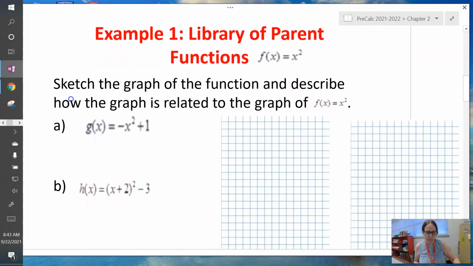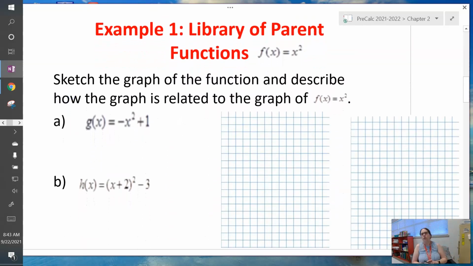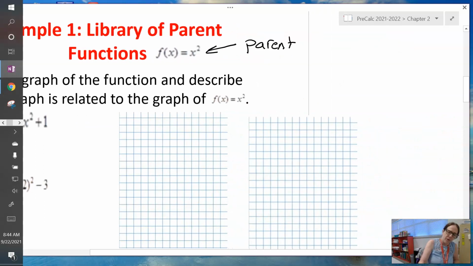Our first example, we have two quadratic graphs to do. Our parent function is f of x equals x squared. This is your parent function. And it's really helpful to remember this as an xy table for the parent function. So -2, -1, 0, 1, 2, 4, 1, 0, 1, 4.